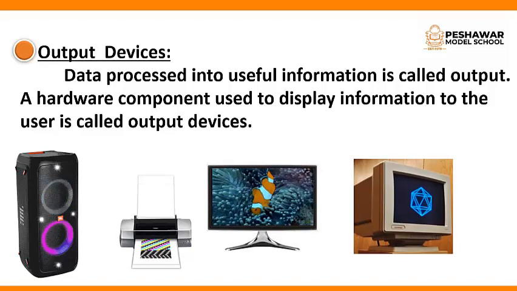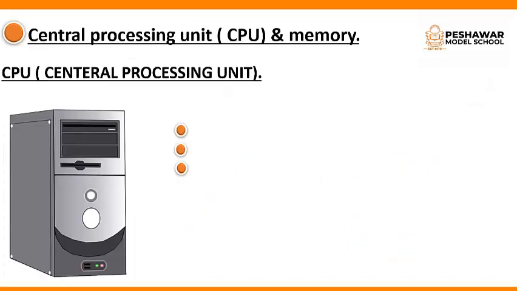Let's discuss a very important part of a computer. Dear students, do you know what your brain does for you? It remembers things and takes decisions. It also does calculations and many other things. Just like that, the CPU is known as the brain of the computer. The computer does all of its work through the CPU. Dear students, CPU stands for Central Processing Unit.